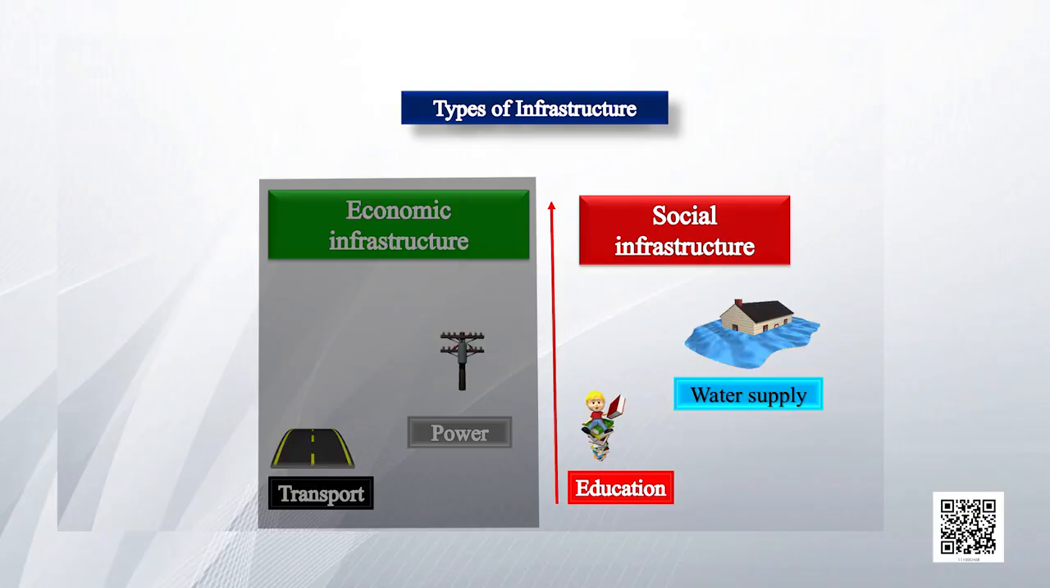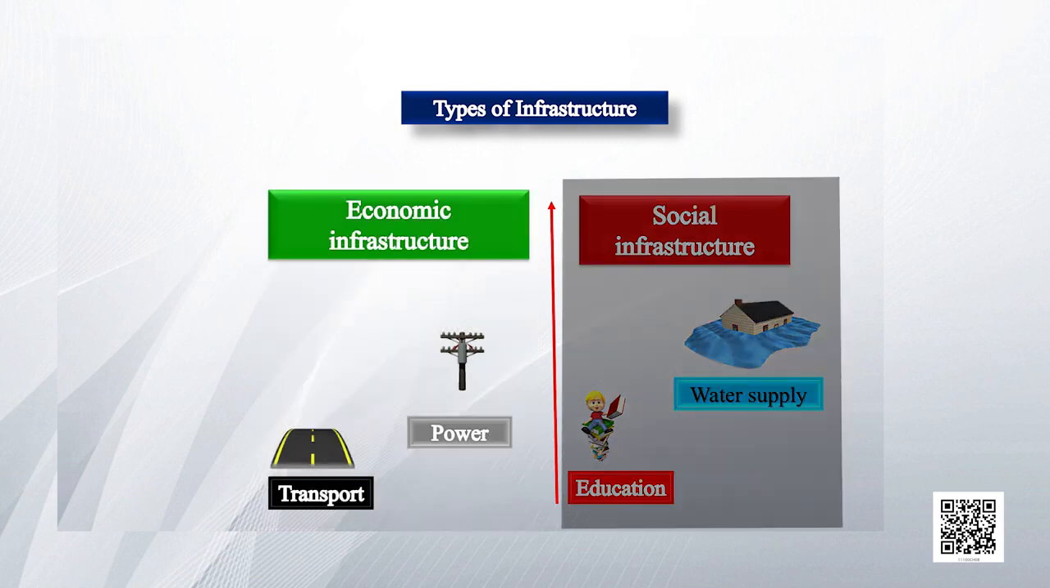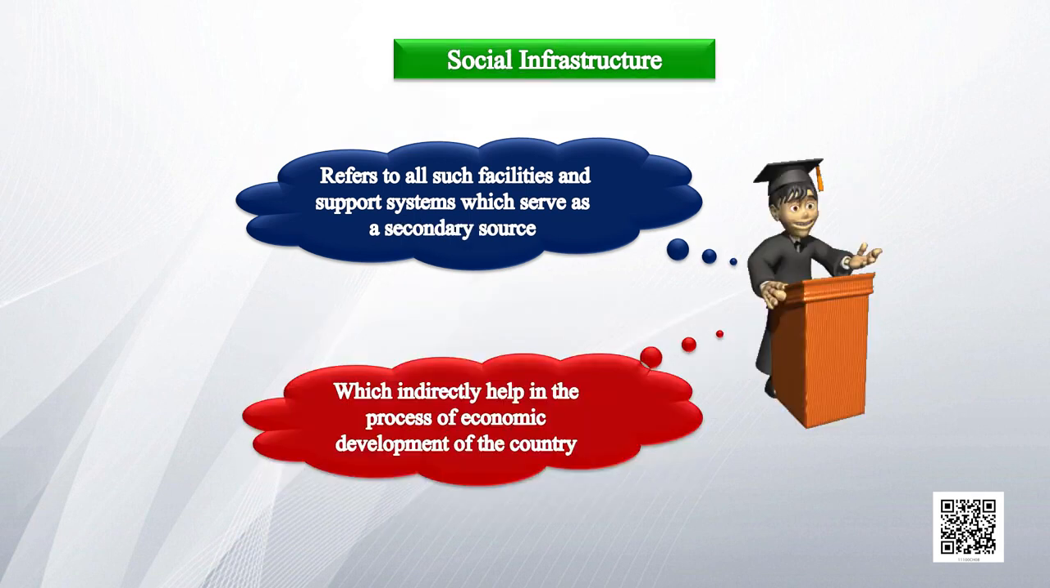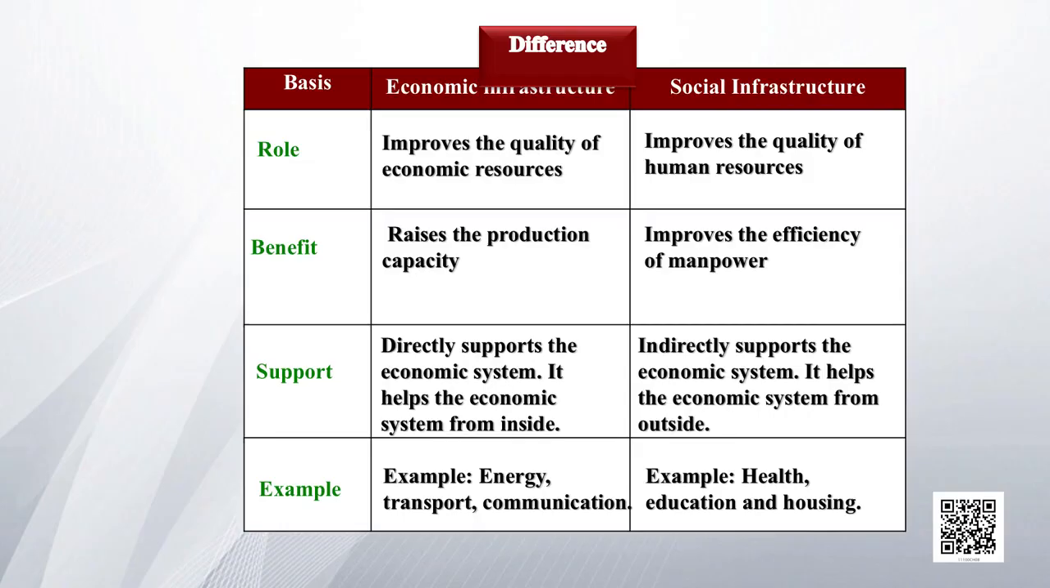Infrastructure is basically of two types. The first type is economic infrastructure. The second type is social infrastructure. Economic infrastructure directly contributes to GDP, but social infrastructure indirectly contributes to GDP. Economic infrastructure helps the economy from within, but social infrastructure helps the economy from outside. Economic infrastructure increases the quality of economic resources, but on the other hand, social infrastructure increases the quality of manpower.